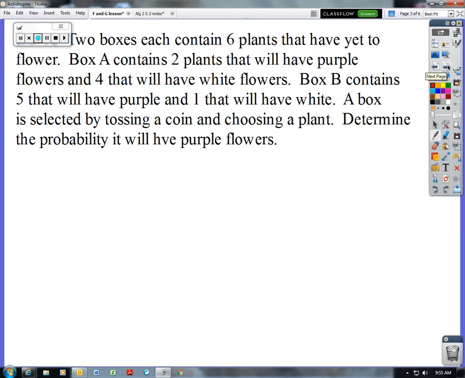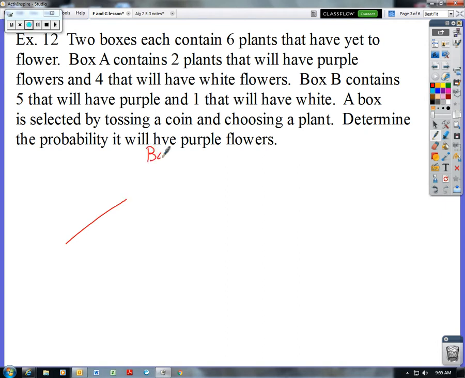Wow, we're already on this one. Okay, example 12. 2 boxes each contain 6 plants that have yet to flower. Box A has 2 plants that will have purple flowers and 4 that will have white. Box B contains 5 that will have purple and 1 that will have white. A box is selected by tossing a coin and choosing a plant. Determine the probability it will have purple flowers. So you either have box A or B. That's your first choice.